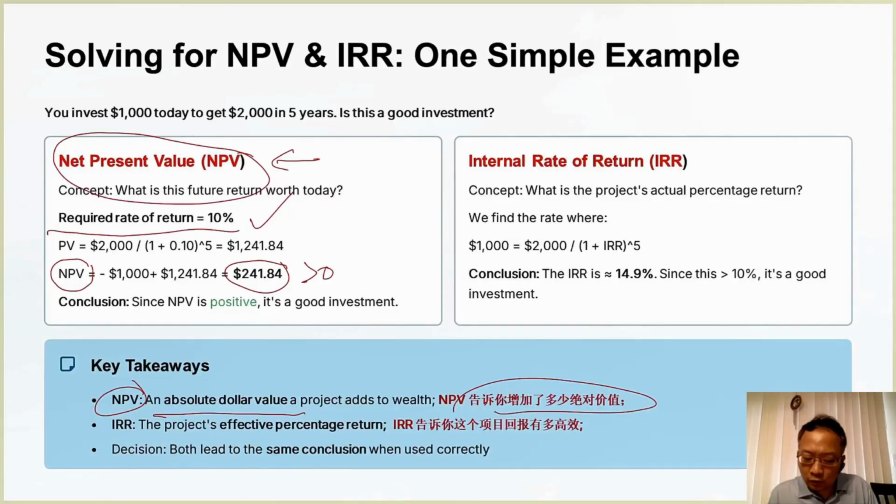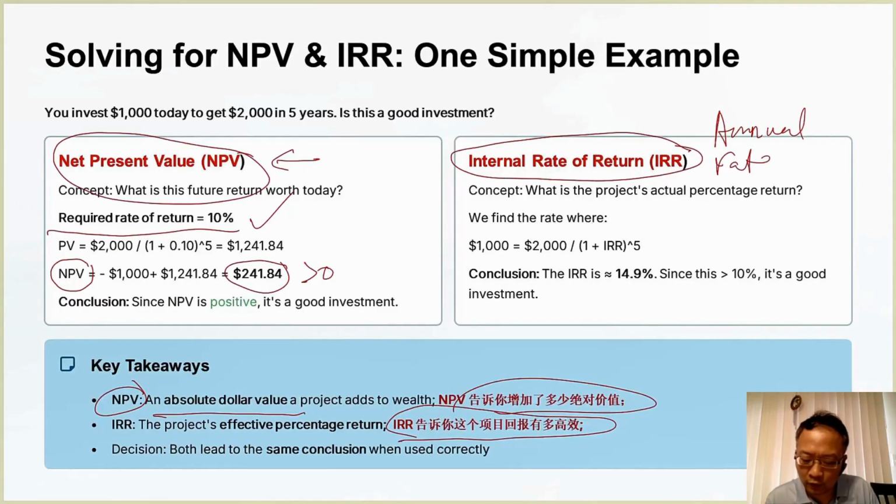Now, what about the internal rate of return? Although it's a different approach, what does it tell you? It tells you the return of this project. How high is the annual return? In fact, it's an annual rate of return. So in this case, it's relatively a bit harder to calculate, and we also have to compare it with the original required rate of return.